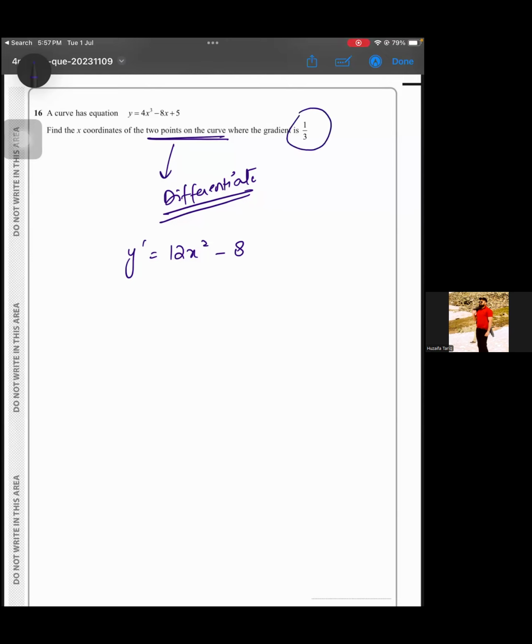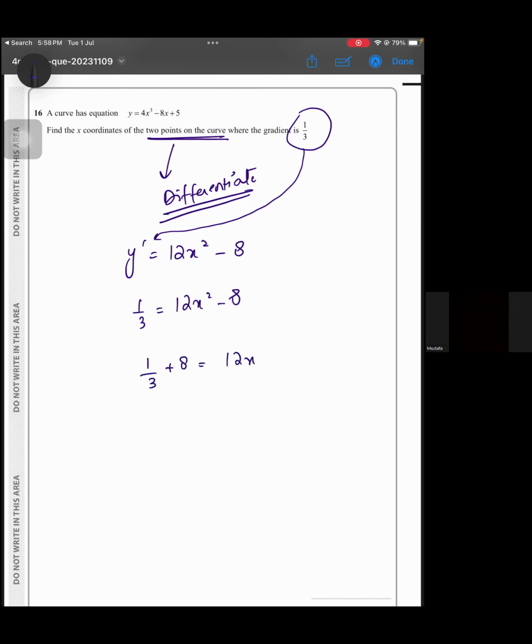So the value of this gradient should be substituted over here. It will be 1 over 3 equals 12x squared minus 8. Now in the next step, you have to find out the values of x, right? So how will you solve it? It will be 1 over 3 plus 8 equals 12x squared. Won't we add the 1 over 3 plus 8? So 25 over 3 equals 12x squared.